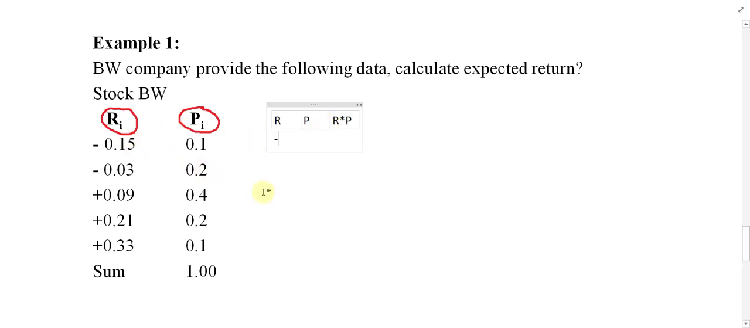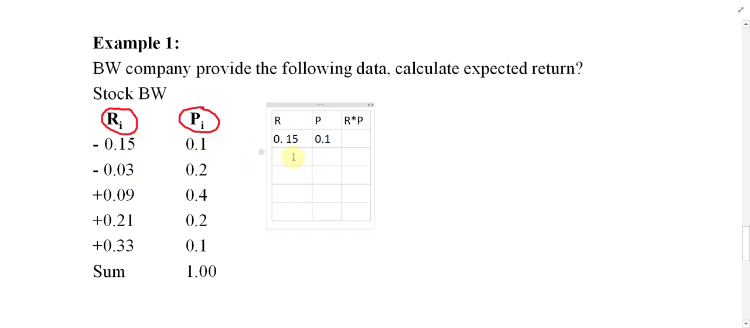For example, the first R is minus 0.15. On the other side, how much is the value of P? You can mention P as well. P was 0.1. How much is the value of R into P? So we'll find out. Now put the value of all R's and so on.